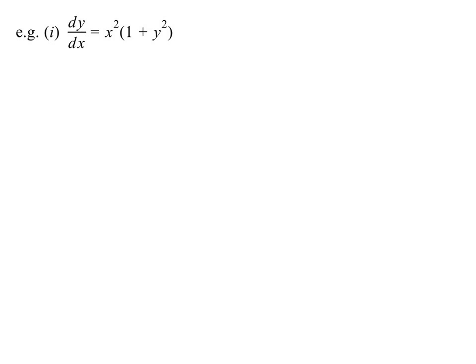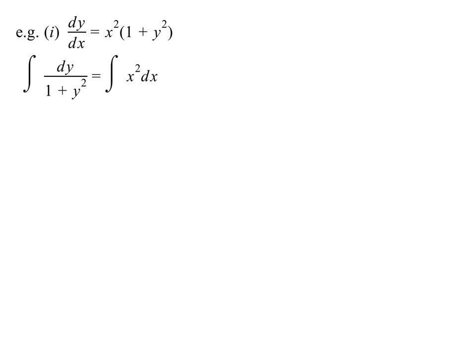Something like this. dy/dx equals x squared times (1 plus y squared). In this case, there won't be trivial solutions because I'm going to divide by 1 plus y squared, and 1 plus y squared can't equal 0. So I won't get any trivial solutions with this. So we'll separate the variables out. On the left-hand side, we've ended up with inverse trig. On the right-hand side, it's just a polynomial.